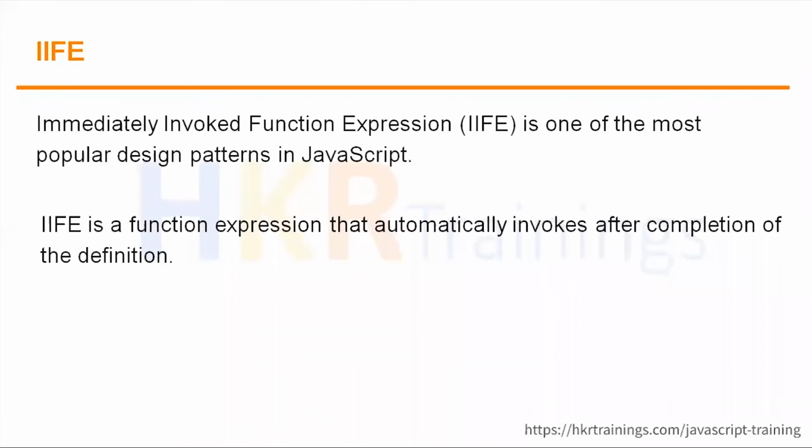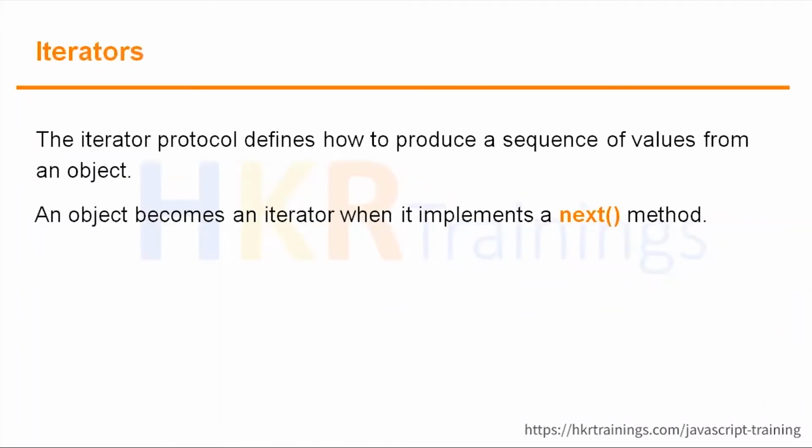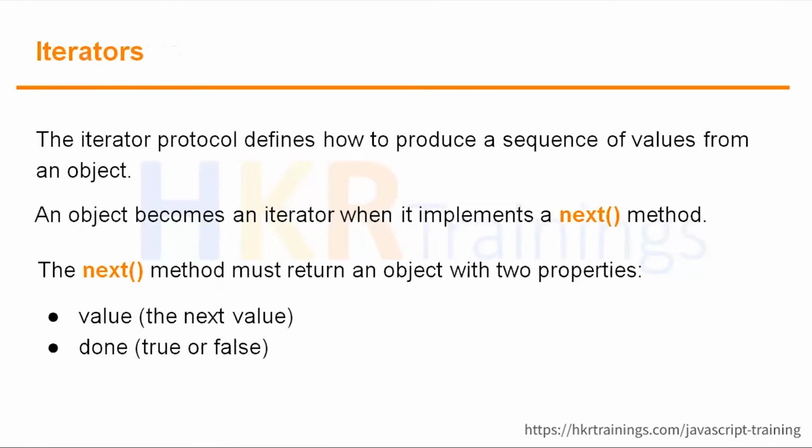I will show you. So this 49 is there. It has been invoked automatically. How? By using this IIFE methodology. So yeah, that is about IIFE. Now let's go to iterators. I will explain it with code.